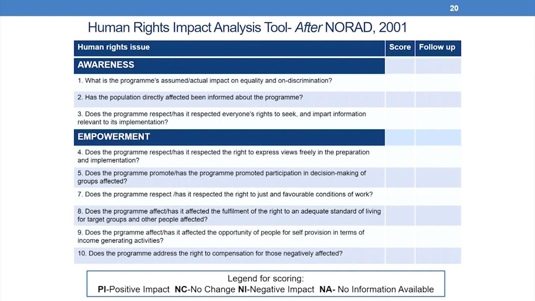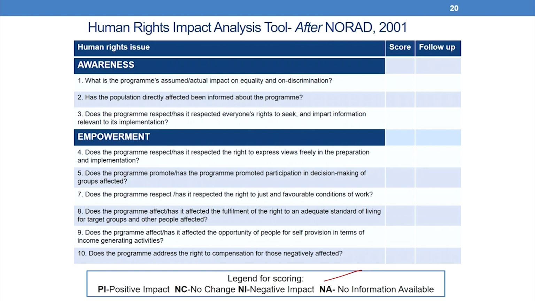If you look closely at the questions on this tool prepared by NORAD, you will see that these questions are actually trying to address some of the issues that I have just flagged off. With regard to awareness, what is the program's assumed actual impact on equality and on discrimination? So, you give a score which is shown in the legend. PI for positive impact, NC for no change, NI for negative impact, NA for no information available.